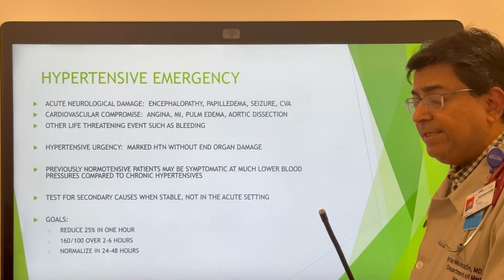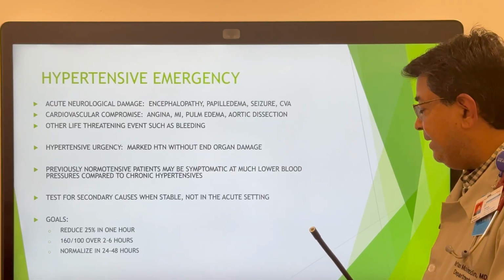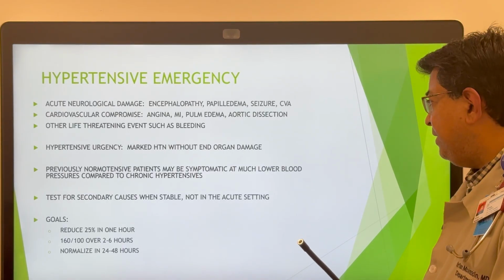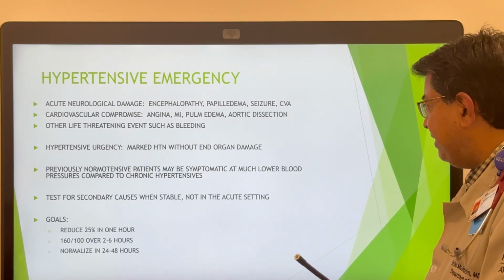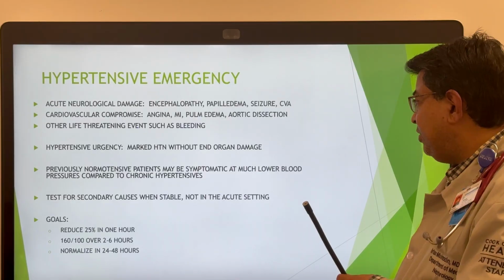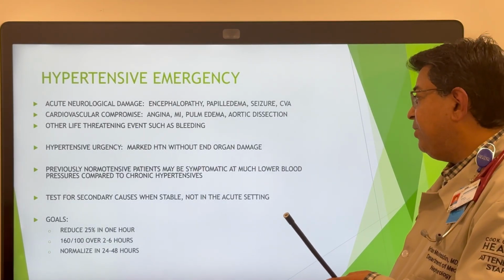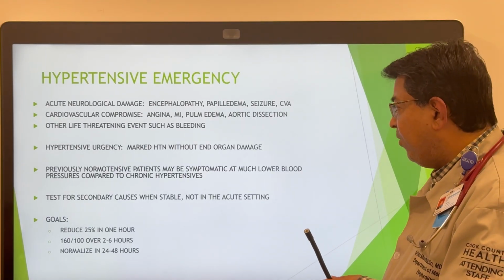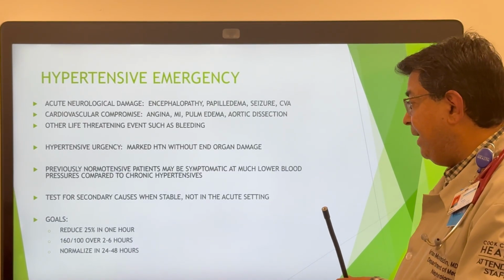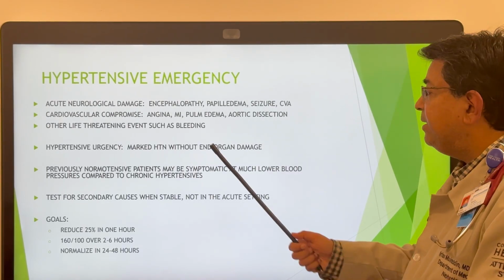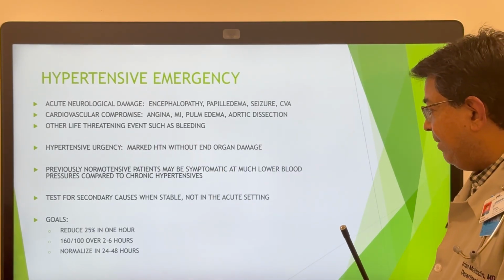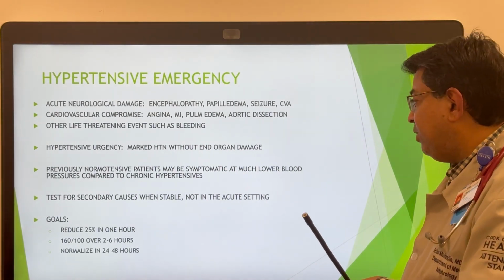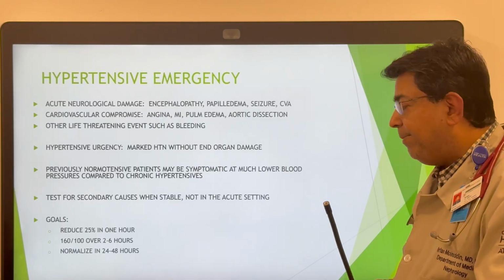Hypertensive urgency versus hypertensive emergency is a frequent clinical presentation. Hypertensive emergency implies acute neurological damage such as encephalopathy, papilledema, seizure, CVA, or cardiovascular compromise such as angina, MI, pulmonary edema, or aortic dissection, or other life-threatening events such as bleeding. Hypertensive urgency is marked hypertension without end organ damage. Previously normotensive patients may be symptomatic at much lower blood pressures compared to chronic hypertensives.